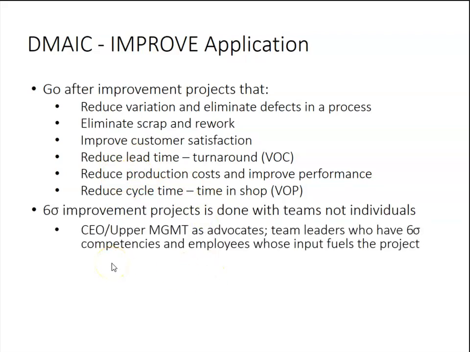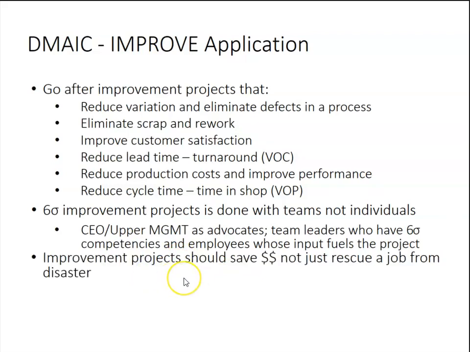And as I was saying before, improvement or opportunity projects in Lean Six Sigma are done with teams and not individuals. Improvement projects should save money, not just rescue a job from disaster. So that's not firefighting. We don't just do an A3 or DMAIC in order to save a job from disaster or for crisis management. These are intentional projects that are made to improve the process.